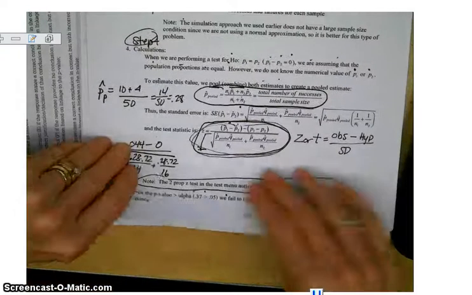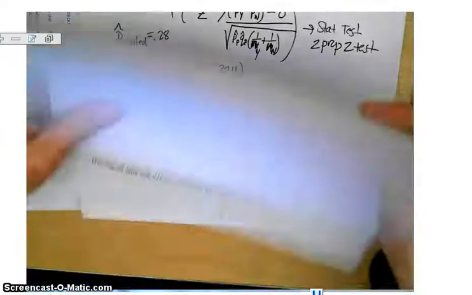All right, so now on to the last page. We are going to do our own test.